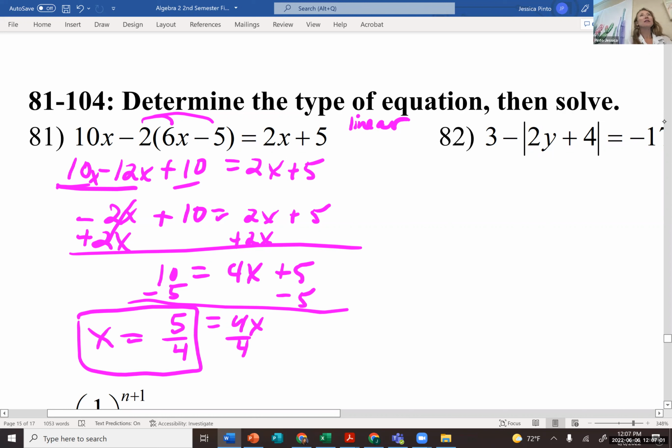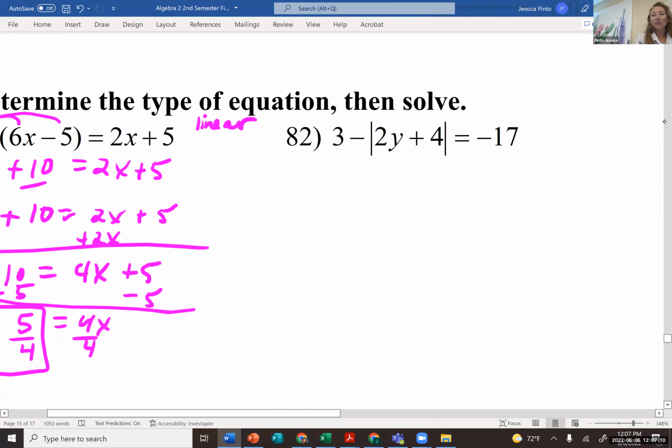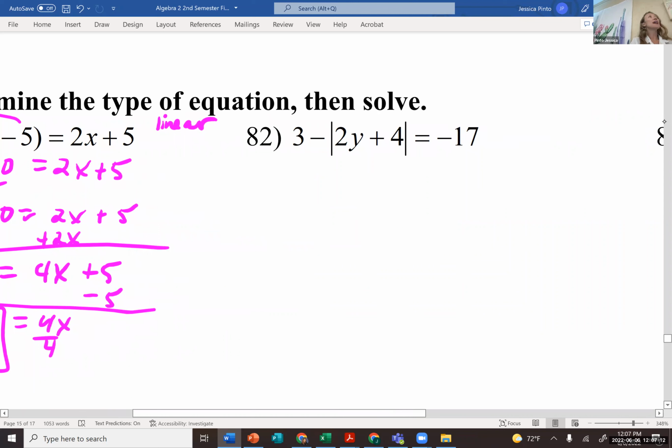And I always leave my answer in the form that I found it in. All right, cool. 81 is done. Let's move on to 82. Hopefully you can easily see that 82 is absolute value. So this one we're expecting to get 2 answers from.